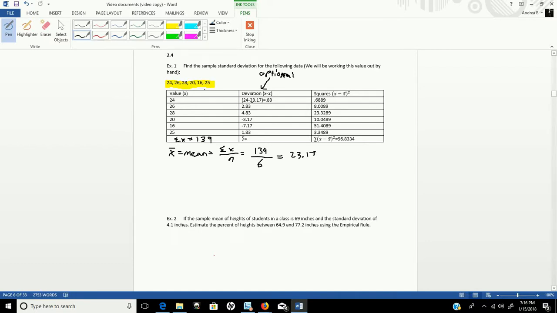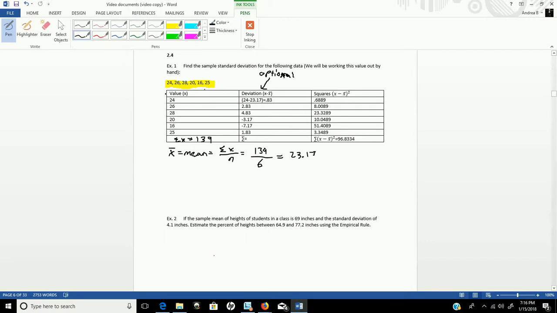So you can do the 24 minus 23.17 to get the 0.83, and then square it. So remember, square it means you're raising it to the second power. Do not multiply by 2. Make sure you're raising it to the second power. Or you could also do the 0.83 times itself, another 0.83, to get that 0.6889 there.